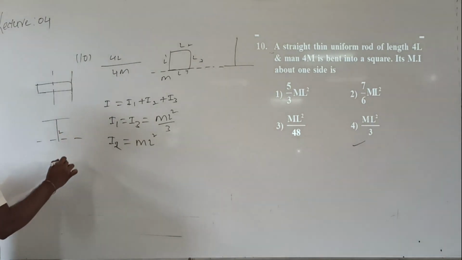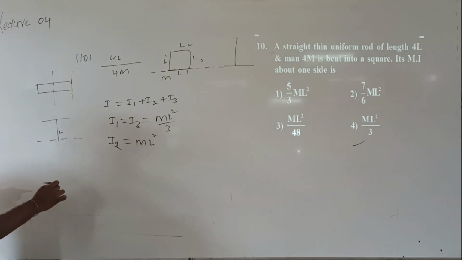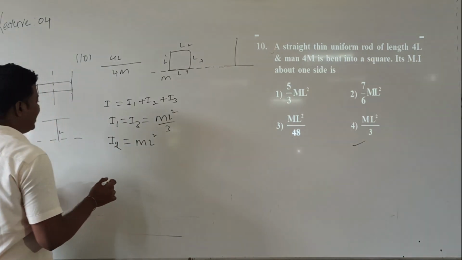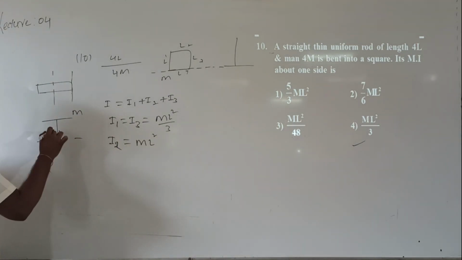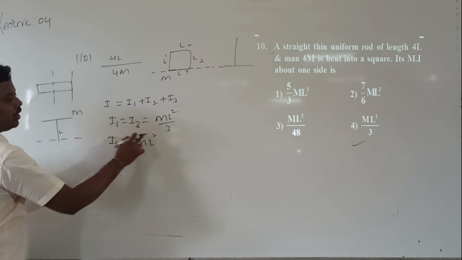So I will get the answer of ml square by 2, ml square plus the distance value L. If I take m into L square, the length value will be L. If I take m into L square only, correct? Here I need to consider the total mass m. This distance value L, the height value, m into L square.